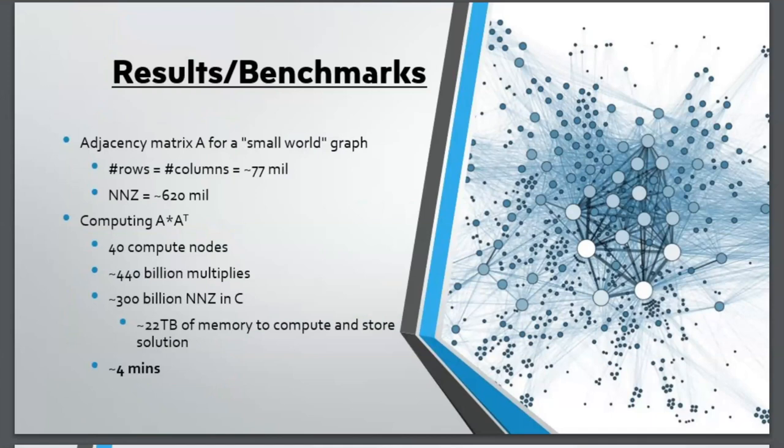The distribution is highly non-uniform. Load balancing is going to be an issue. And as you can see here, it was run on 40 compute nodes on that same machine and had 440 billion multiplies, 300 billion non-zeros in the output. And it took 22 terabytes of memory to compute and store the solution, but all that ran in 4 minutes. And that was all running in memory, and the problem wasn't split up in any way. So again, this represents generally the floor for this implementation, and things can be optimized greatly from here.